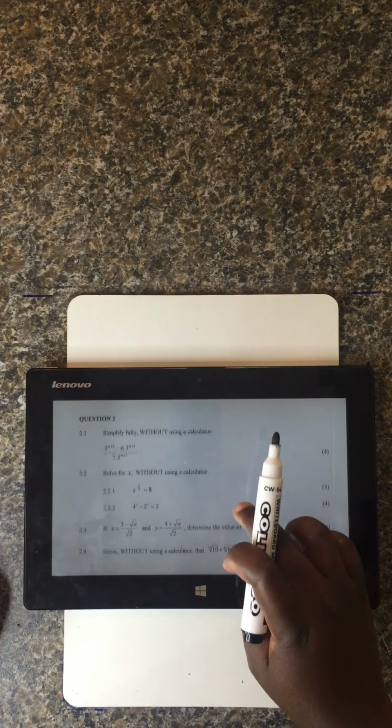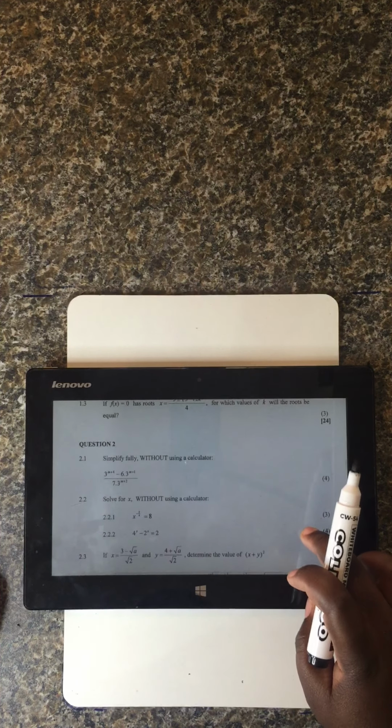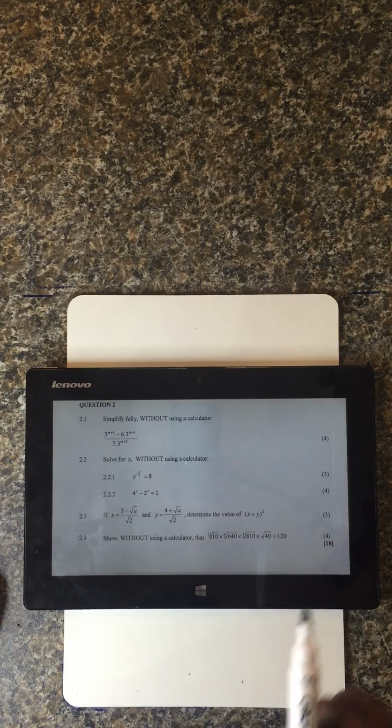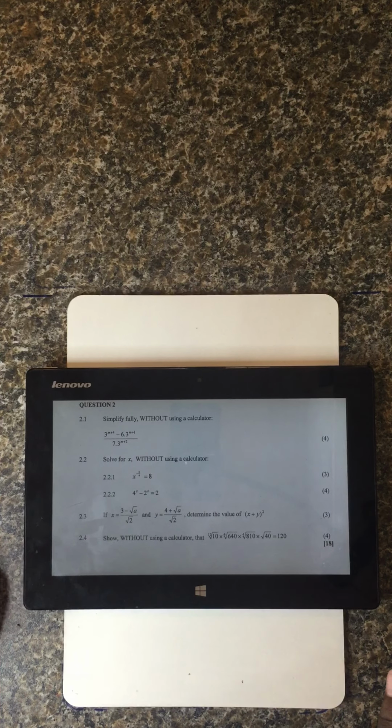Okay, so the first question is simplify fully without using a calculator. Okay, very much important guys. So this lesson is actually suitable for grade 10s, 11 and 12. Okay, reason to that is because it's not only about me answering or showing you how to answer these questions, but most importantly how to interpret the questions, how to analyze the questions, how to map your approach, and again how to visualize your final answer.